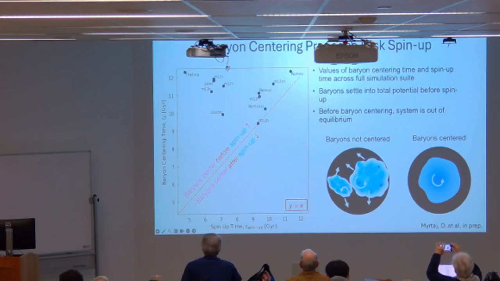To think about this physically for a minute, before the baryons are centered in the total potential, the system is out of equilibrium, and the early protogalaxy is highly chaotic and turbulent, and gas and stars can form these local centers that might destroy disks. And what we think is going on is that the system is not stable enough for a rotating disk to form until the baryons become coherent.